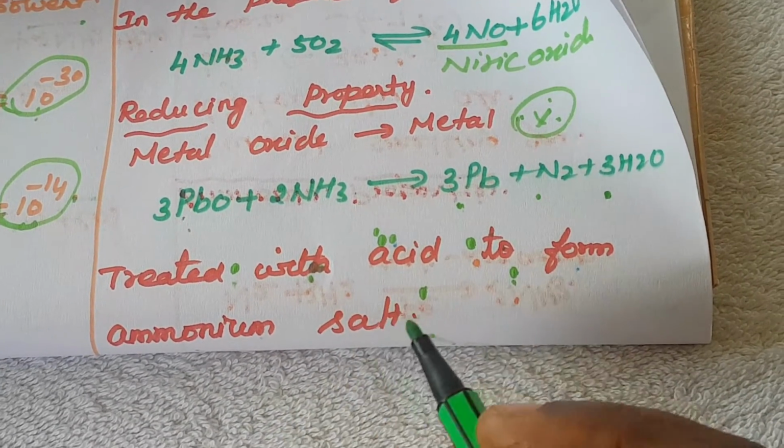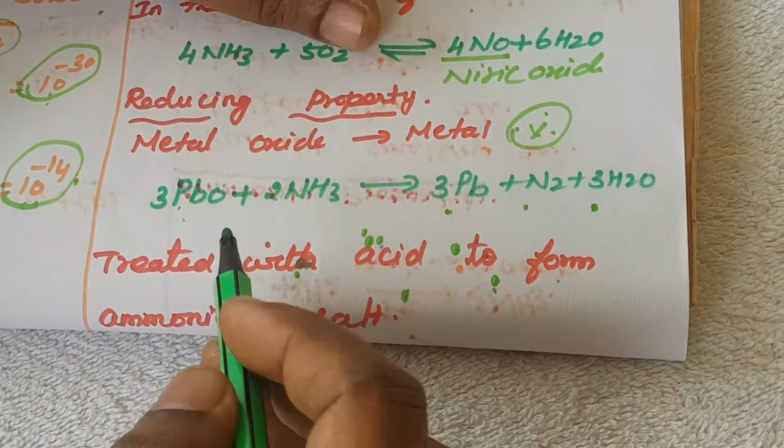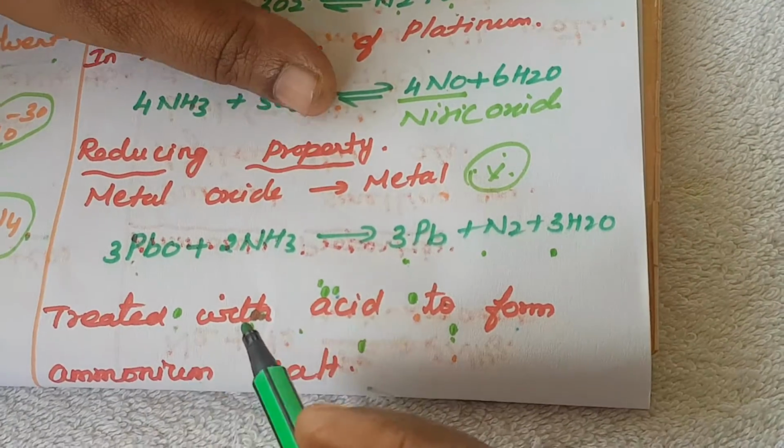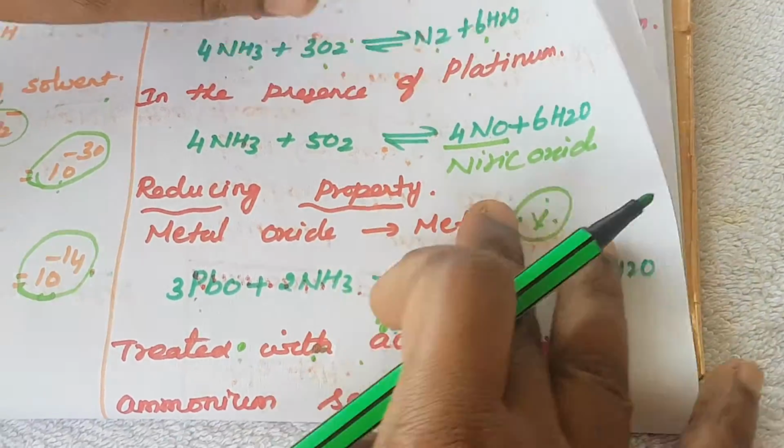Next one is treatment with acid to form the ammonium salt. Ammonia reacts with acid, acid meaning nitric acid, hydrochloric acid or sulfuric acid, to form the ammonium salt. So this is another example.